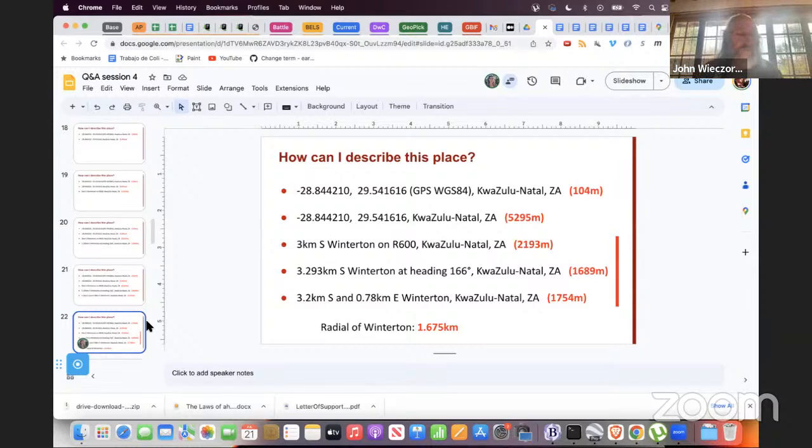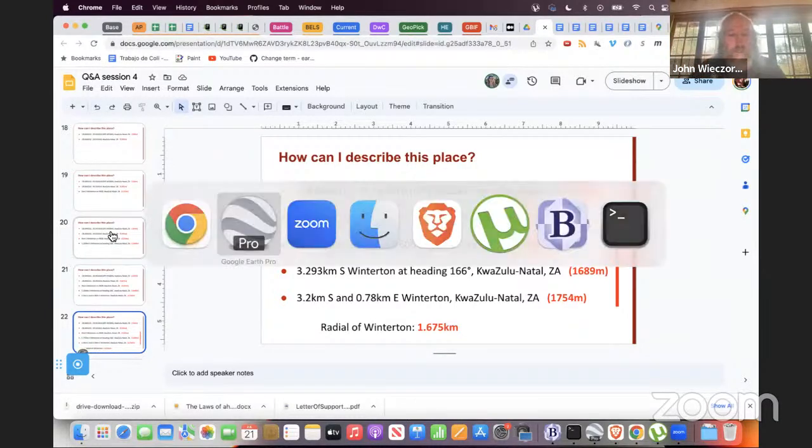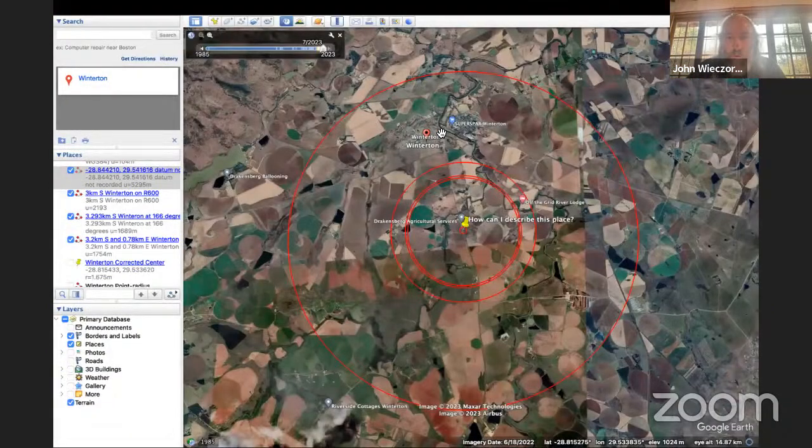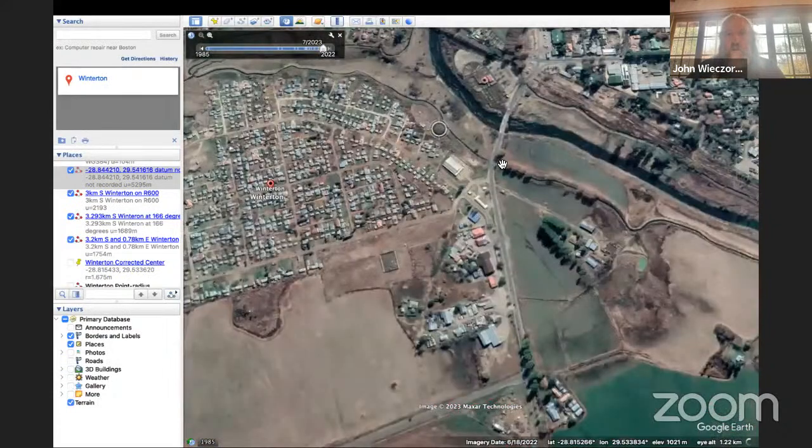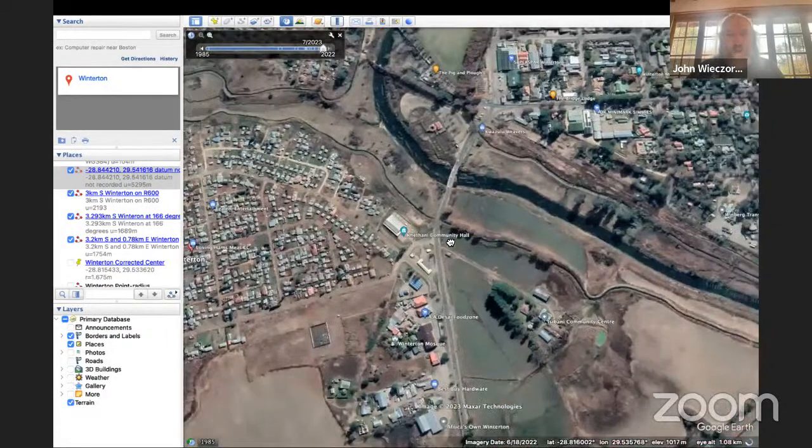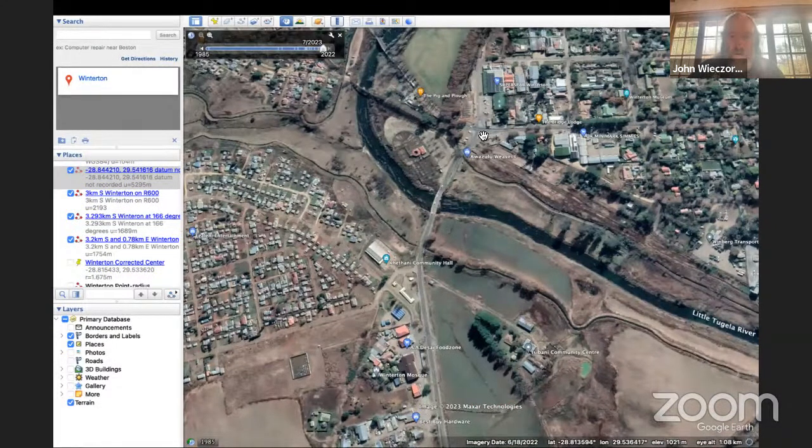What does that tell us? It tells us if we're going to do any description that uses a reference feature, we will be better off if we can choose a feature that's very specific, very small. Winterton was a big feature. And so the end results can't be any smaller than the radial of the place that we start. It's so uncertain where we started. But if we were to use, for example, on the map, the intersection of the roads inside of Winterton, and I think there's an intersection right here.